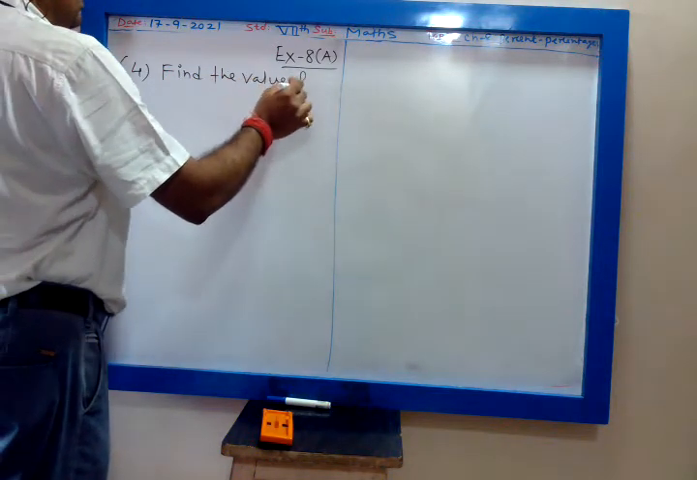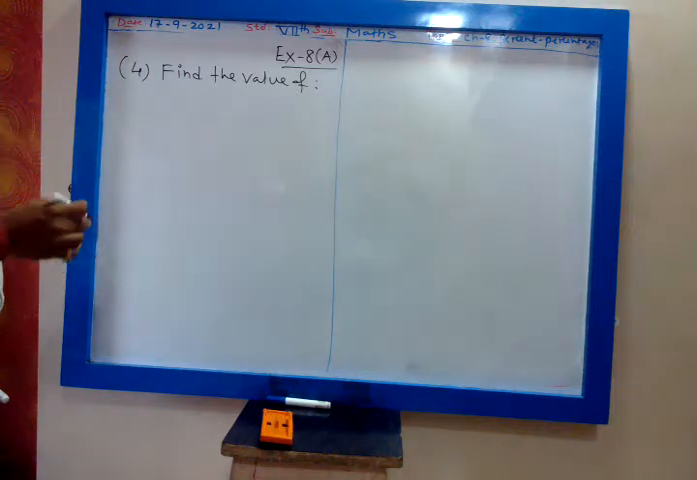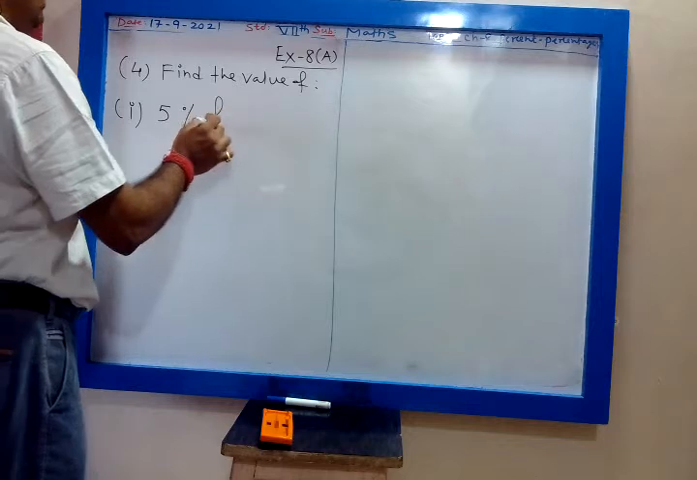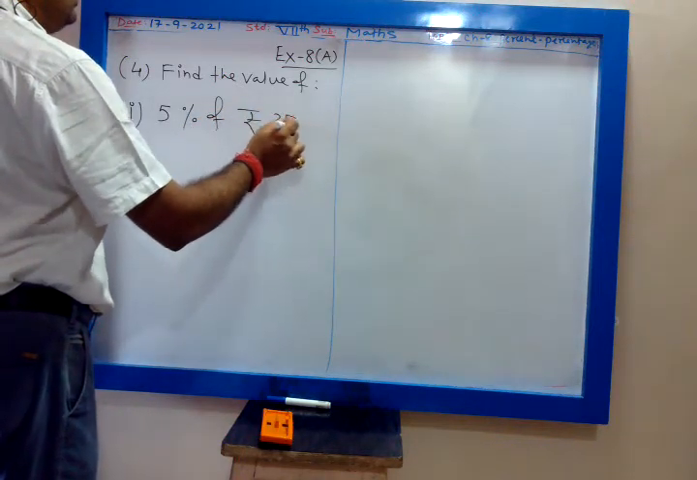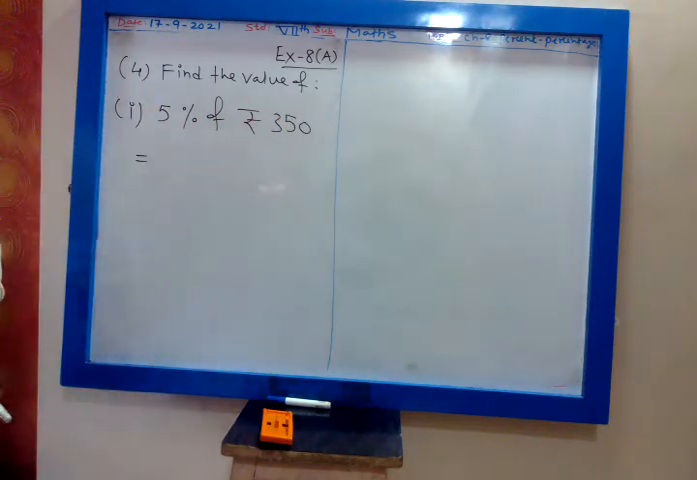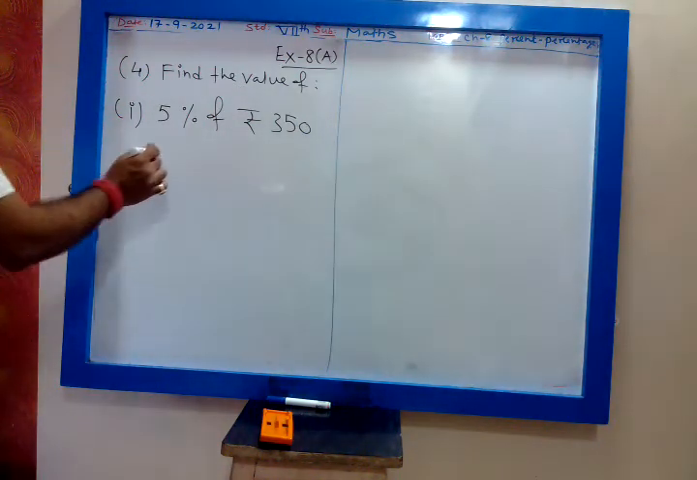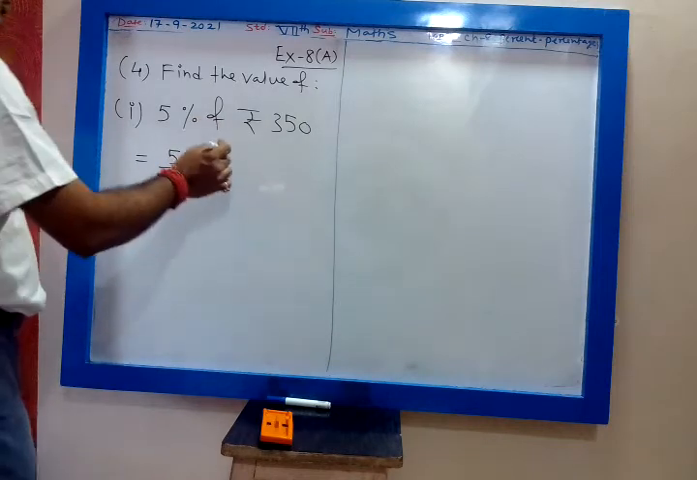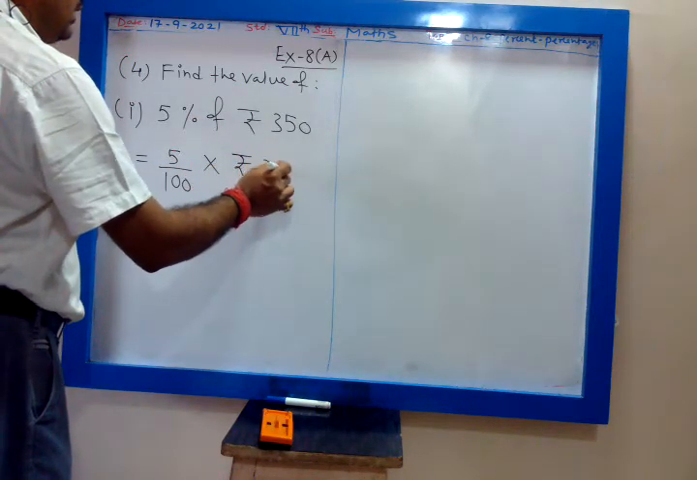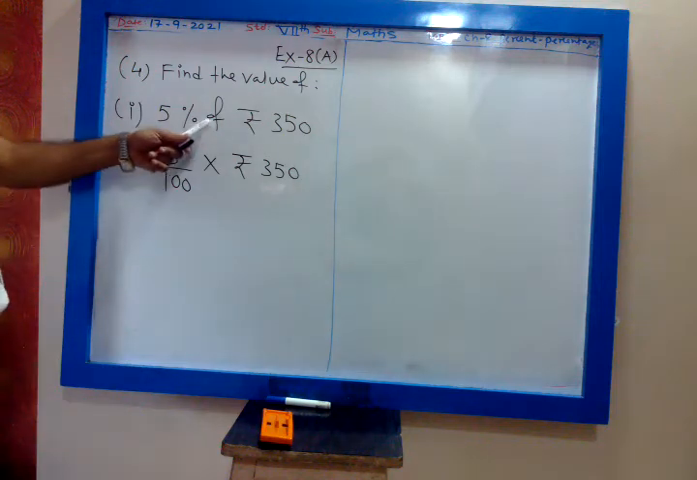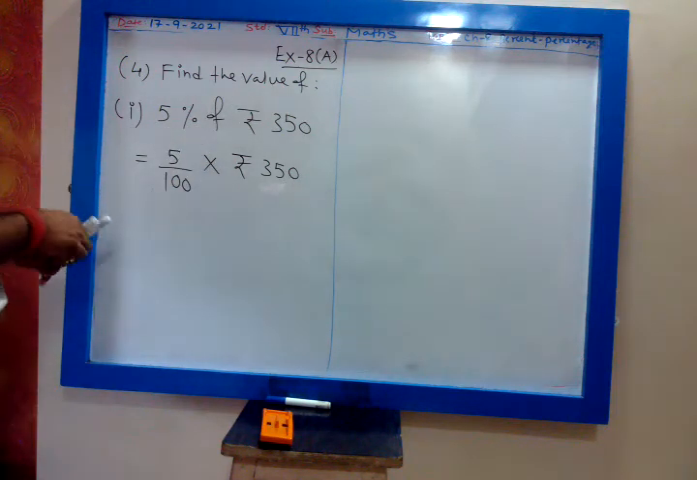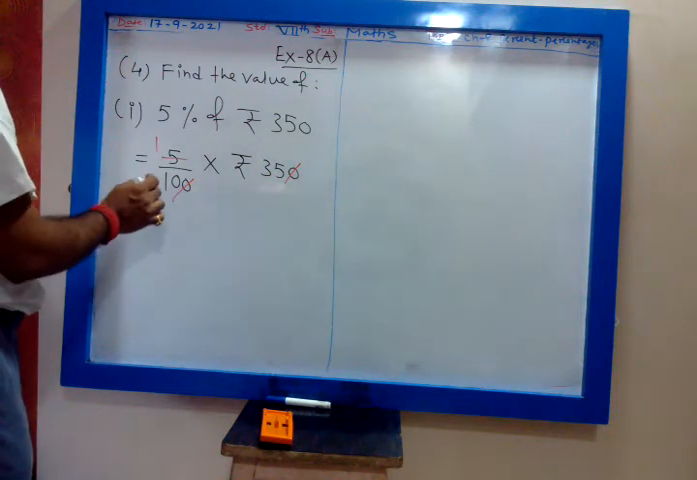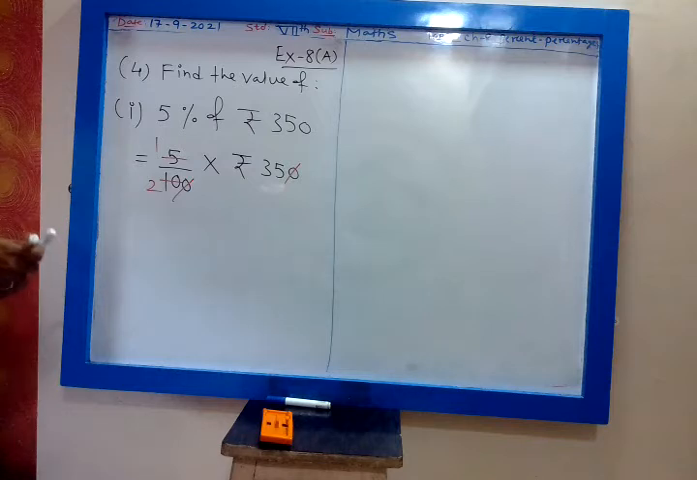the following. Find the value of first, 5% of rupees 350. So go step by step. What do you mean by 5%? X%? So 5 upon 100. Then of means multiplication. Rupees 350. Simplify this. You can cancel 1 zero with this zero. Then 5 ones are 5, 5 twos are 10.